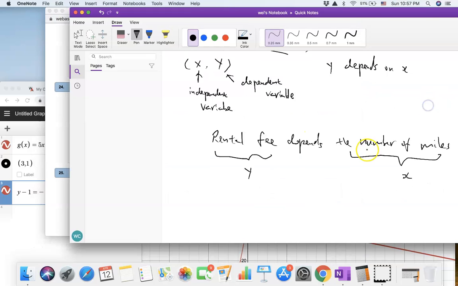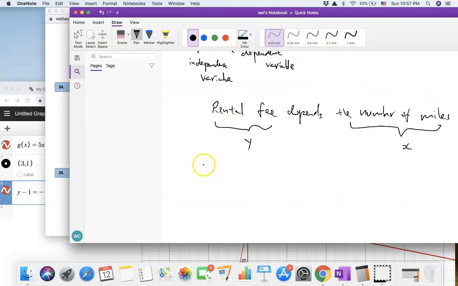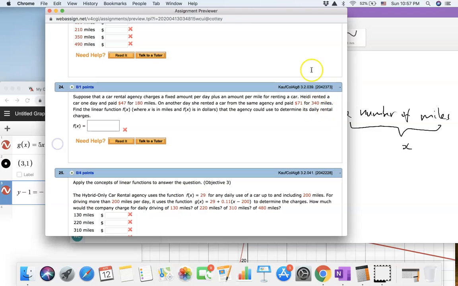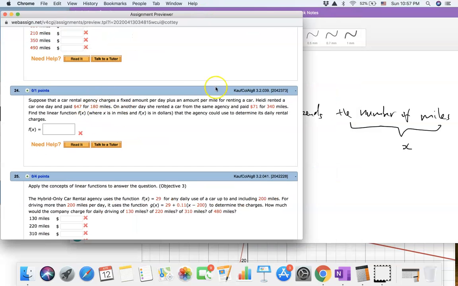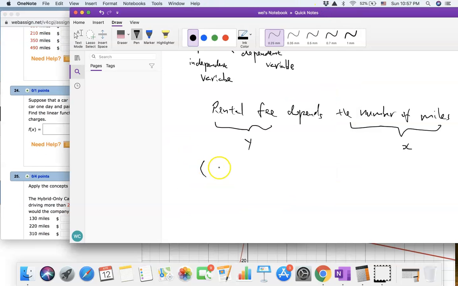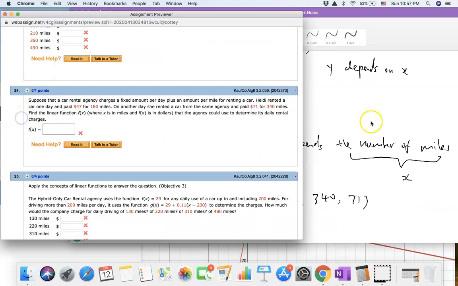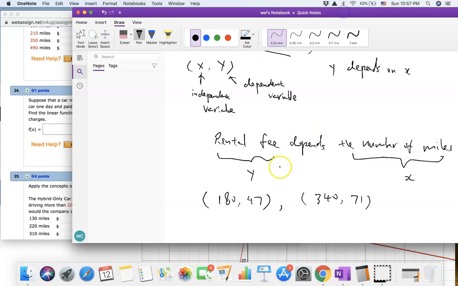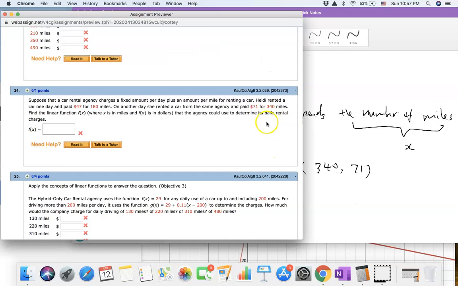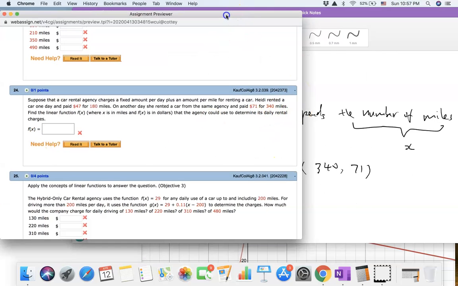Therefore, the two points we should write are: the mileage should be the x coordinate, and the rental fee 47 should be the y coordinate, and the second point is 340 and 71. Okay, now here we have these two points.